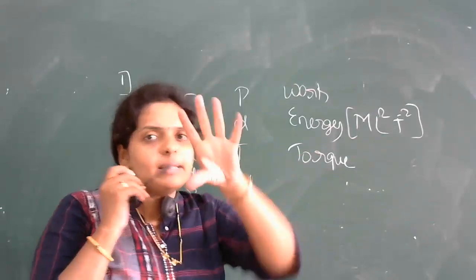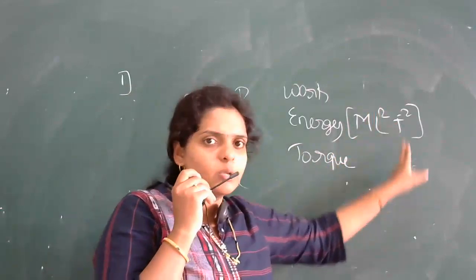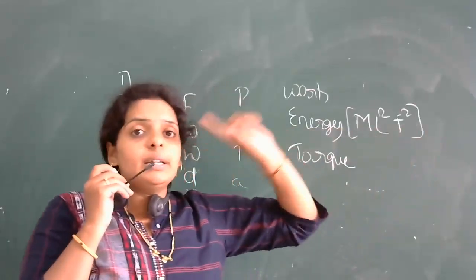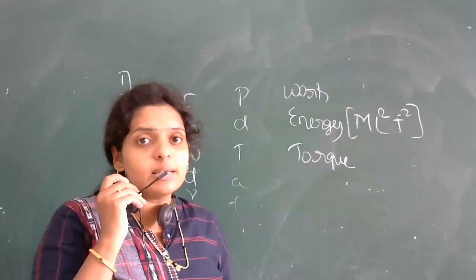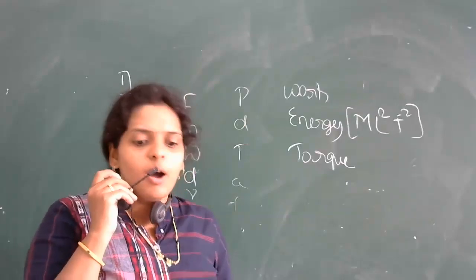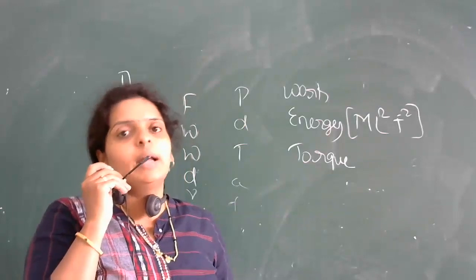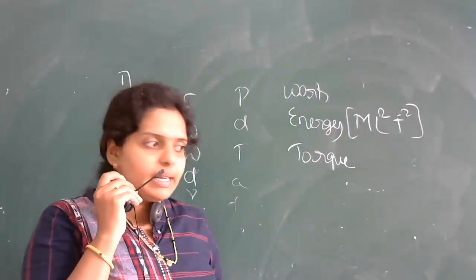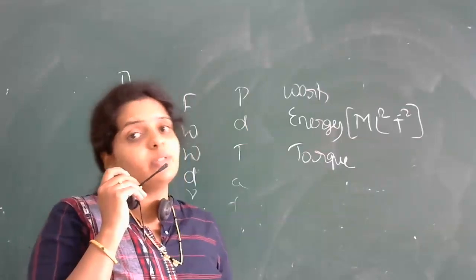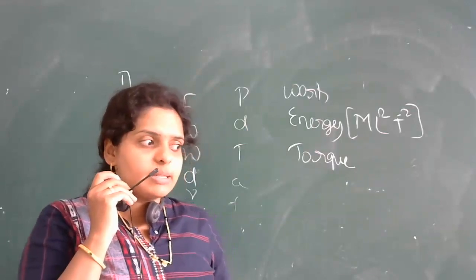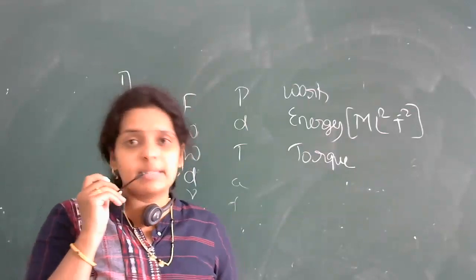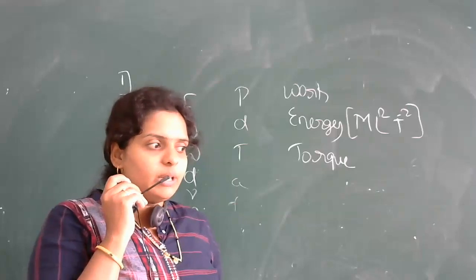So this is the first drawback. Suppose I write only M raised to 1, L raised to 2, T raised to minus 2, then whether it is for work, energy or torque, you will not understand. Are you getting my point? This is the first limitation of dimension analysis. Like this, we have some other physical quantities also which have the same dimension formula. Is the first limitation clear to everyone?